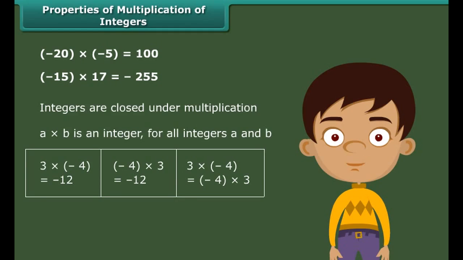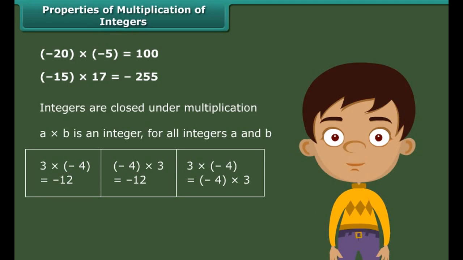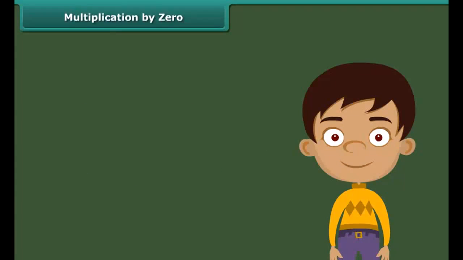We can say that 3 into minus 4 is equal to minus 4 into 3. Therefore, multiplication is commutative for integers. In general, for any two integers a and b, a into b is equal to b into a.